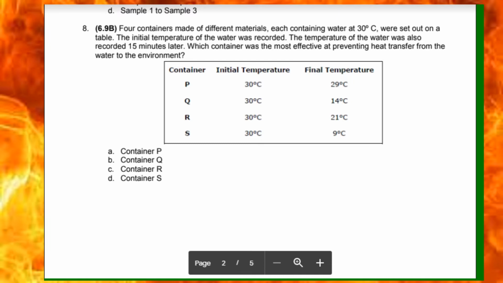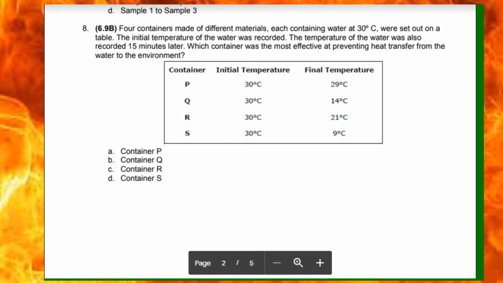Container P, initial temperature 30 degrees Celsius, final temperature 29 degrees Celsius. Container Q, initial temperature 30 degrees Celsius, final temperature 14 degrees Celsius. Container R, initial temperature 30 degrees Celsius, final temperature 21 degrees Celsius. And container S, the initial temperature was 30 degrees Celsius, the final temperature was 9 degrees Celsius.